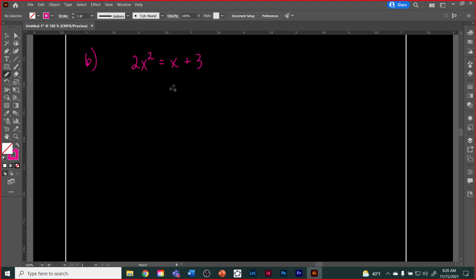It's in a weird order, and it's not equal to what? 0. Because when you write it in the standard form of a quadratic equation, you want to set it equal to 0. So let's do that. Let's change the order, and let's set it equal to 0. So let's put everything on the left-hand side, and then we'll put a 0 on the right-hand side.